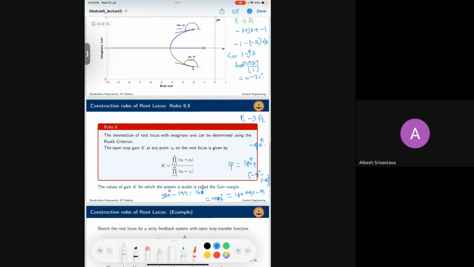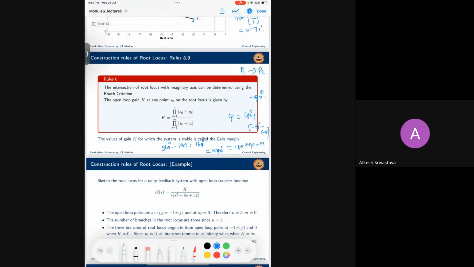Okay, I'm proceeding to the rest of the rules. Rule 8 suggests the intersection of root locus with the imaginary axis can be determined using Routh criterion. Similarly to how we calculated the asymptote angles and centroid, first we calculated at what angle it is going to go through the imaginary axis, that is the angle of departure. Now at what point it is going to go through the imaginary axis.